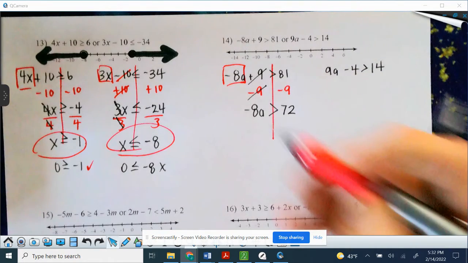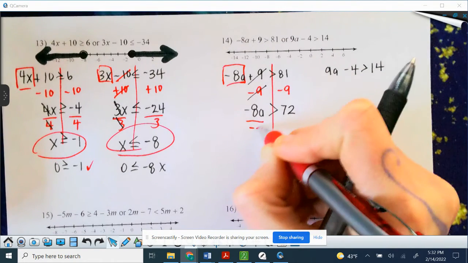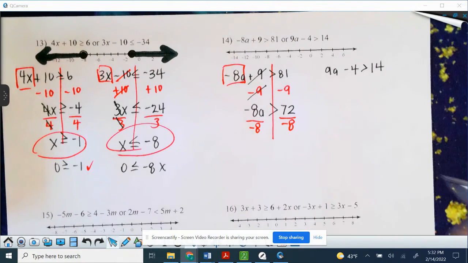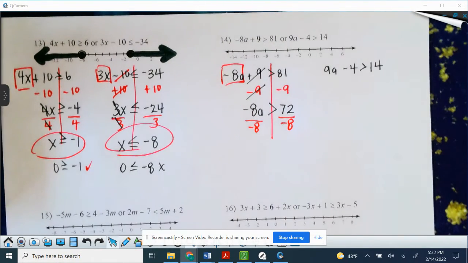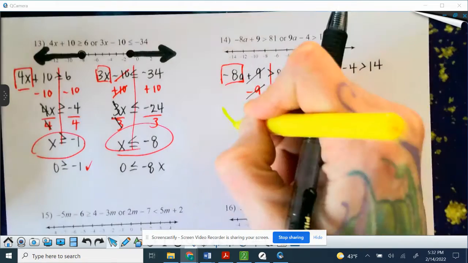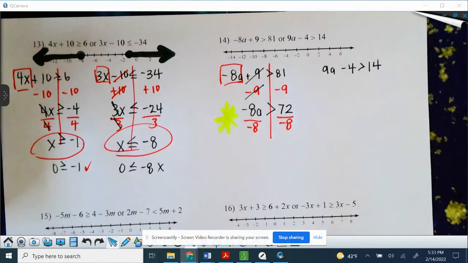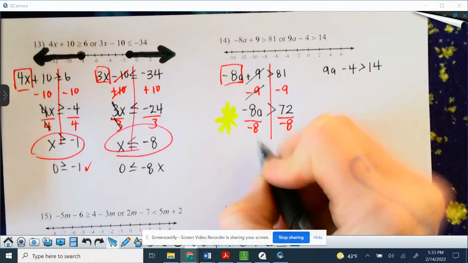Then I need to get this -8. Did you hear it? -8. One more time for those in the back. -8. Startup. That means that's another one of those golden rules of inequalities. So we're going to have to flip our sign. So these guys cross out.